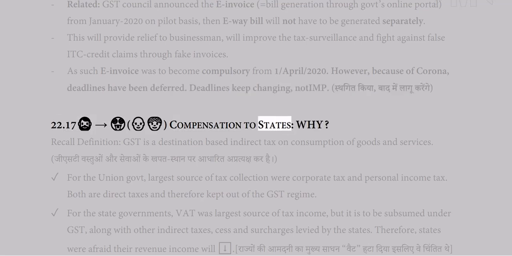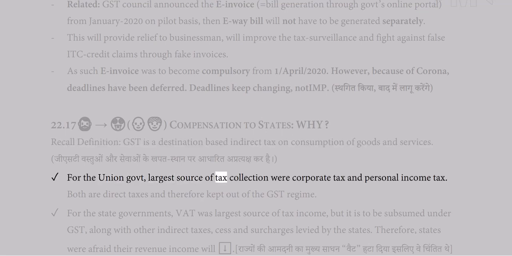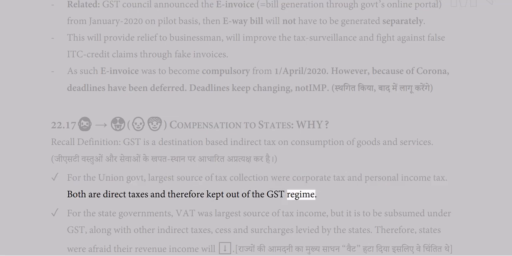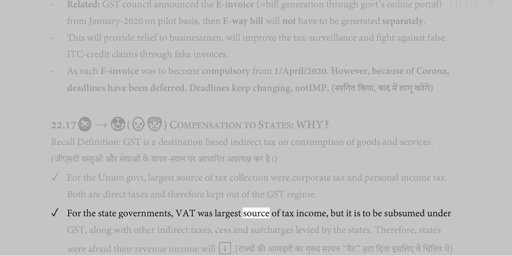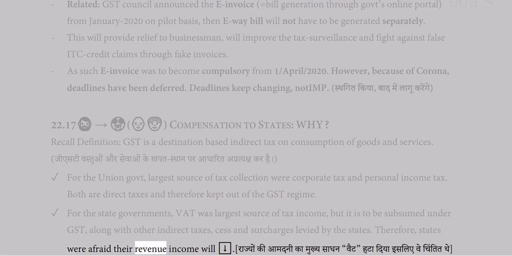22.17 Compensation to states. Why? Recall the definition: GST is a destination-based indirect tax on consumption of goods and services. For the Union government, the largest sources of tax collection were corporate tax and personal income tax. Both are direct taxes and therefore kept out of the GST regime. For the state governments, VAT was the largest source of tax income, but it is to be subsumed under GST, along with other indirect taxes, cess and surcharges levied by the states. Therefore, states were afraid their revenue income will go down.